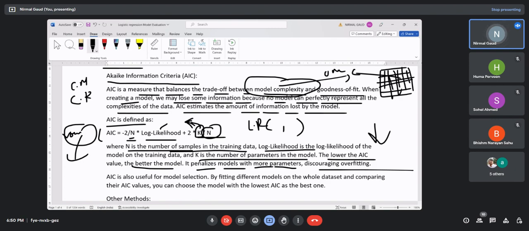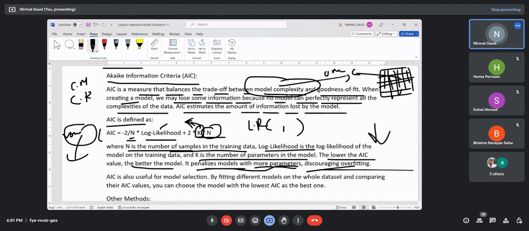Okay, so I'm going to draw what they said. It penalizes models with more parameters. If we have more parameters which we put in this particular model for training, there will be a penalty, so it discourages overfitting of the model. The more parameters you use, and if they are correlated with each other, obviously it will lead to overfitting, so there will be a penalty for your overfitted model.